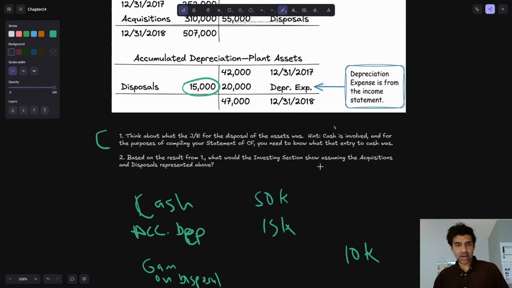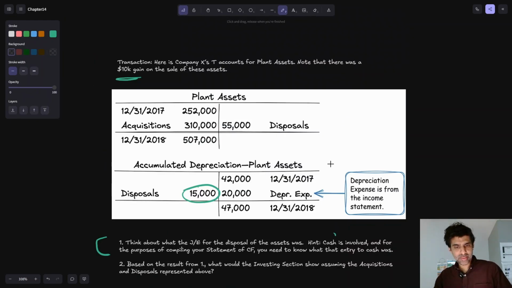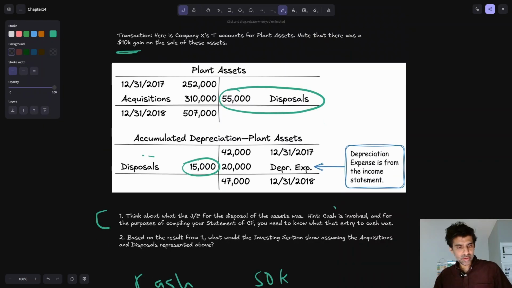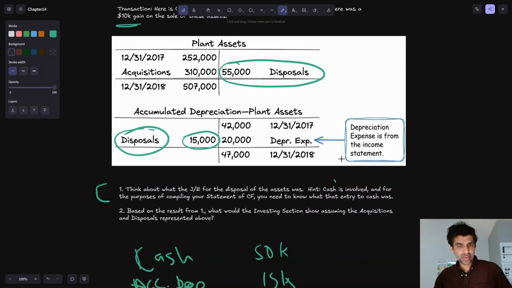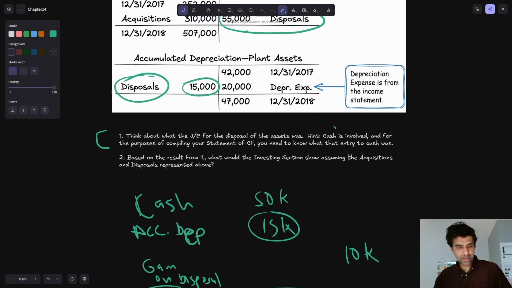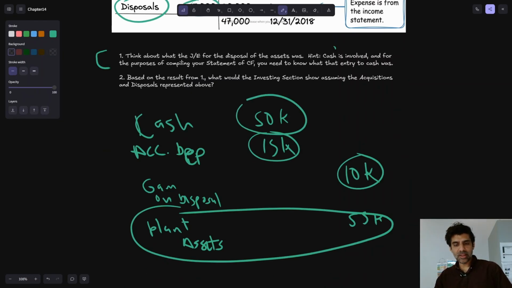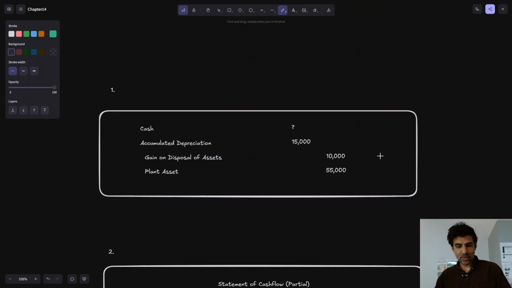Okay, so this looks right. So look, this plant asset 55,000, that's here. This credit is here. This debit is from here. This 10,000 is from this information that was given, $10,000 gain. And so the cash is kind of like filling in to make the journal entry balance. So yeah, this looks right to me. So accumulated depreciation 15, gain. Yes, so this is 50K. So yes, thank you, Tyler.